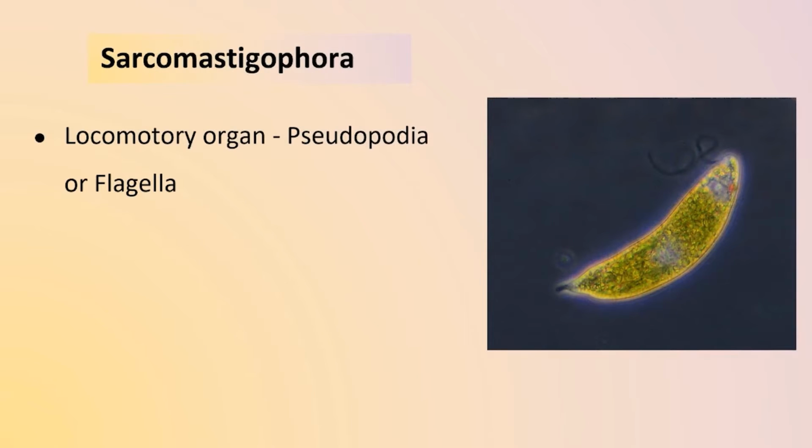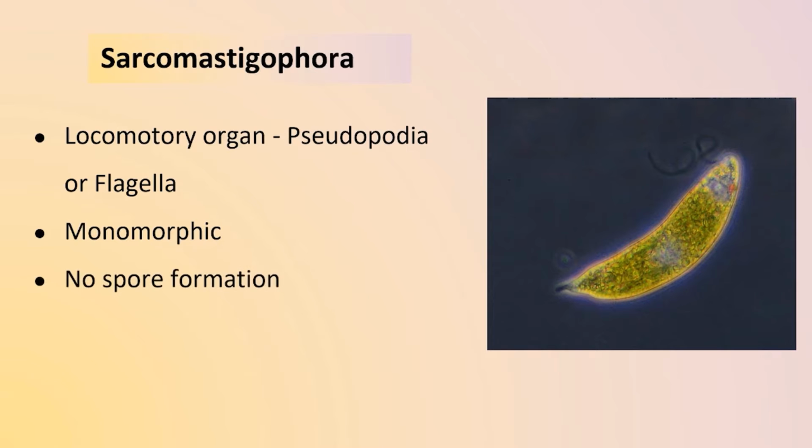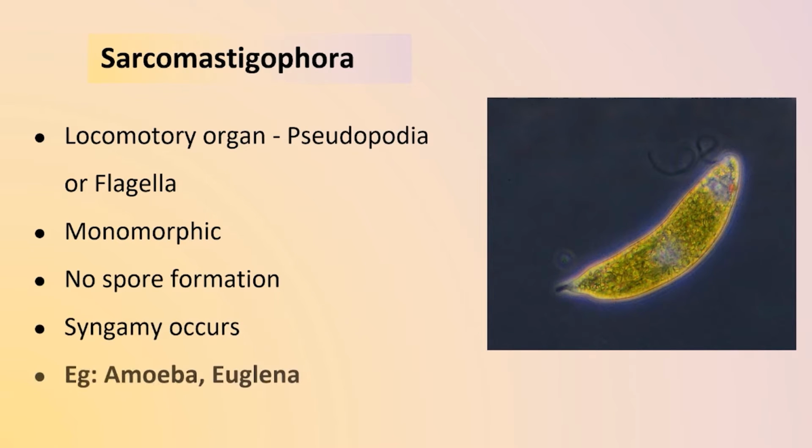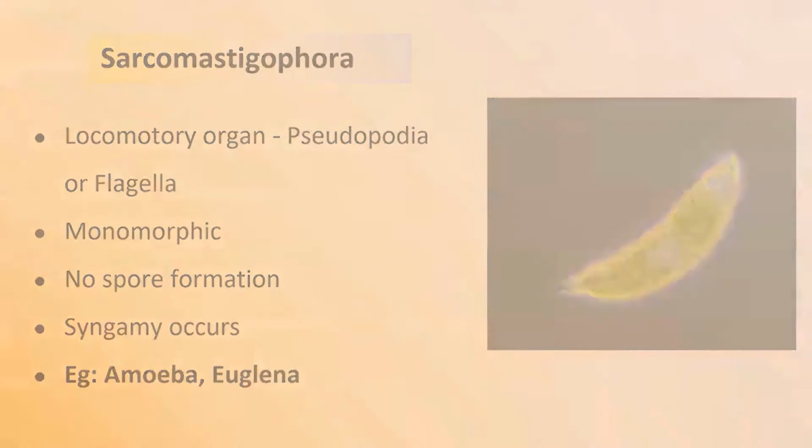Subphylum Sarcomastigophora. The organisms of this subphylum consist of pseudopodia or flagella or both as their locomotory organelle. The nuclei are of one kind, which means monomorphic. The spore formation process is absent in this subphylum. The reproduction takes place by syngamy. Examples of Sarcomastigophora are amoeba, euglena.